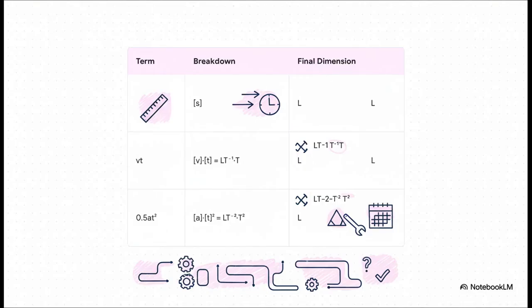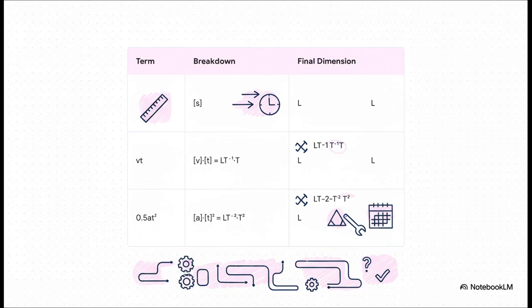The S on the left, that's displacement, so its dimension is obviously length L. Now the VT term. We multiply the dimension of velocity, which is LT negative 1, by the dimension of time, T. The T negative 1 and the T cancel each other out, leaving us with just L. Perfect.